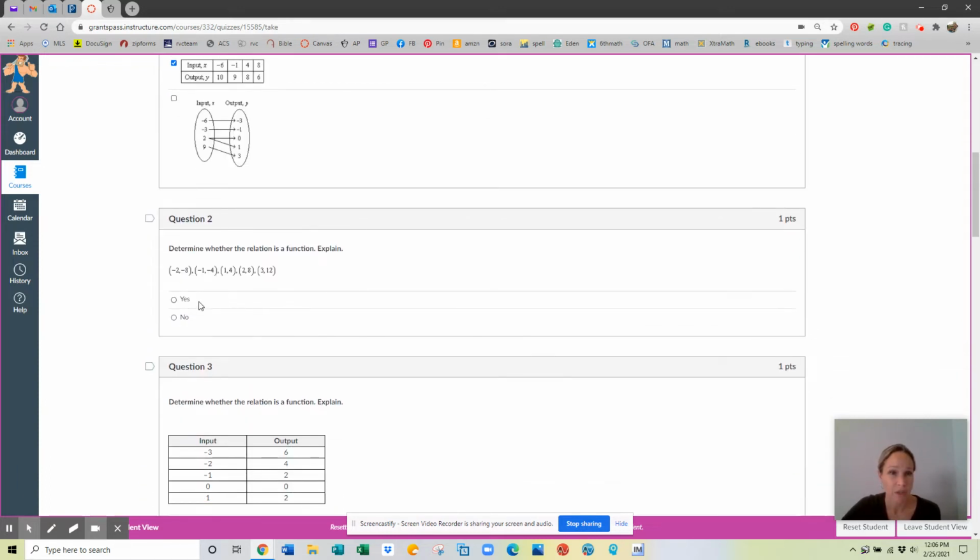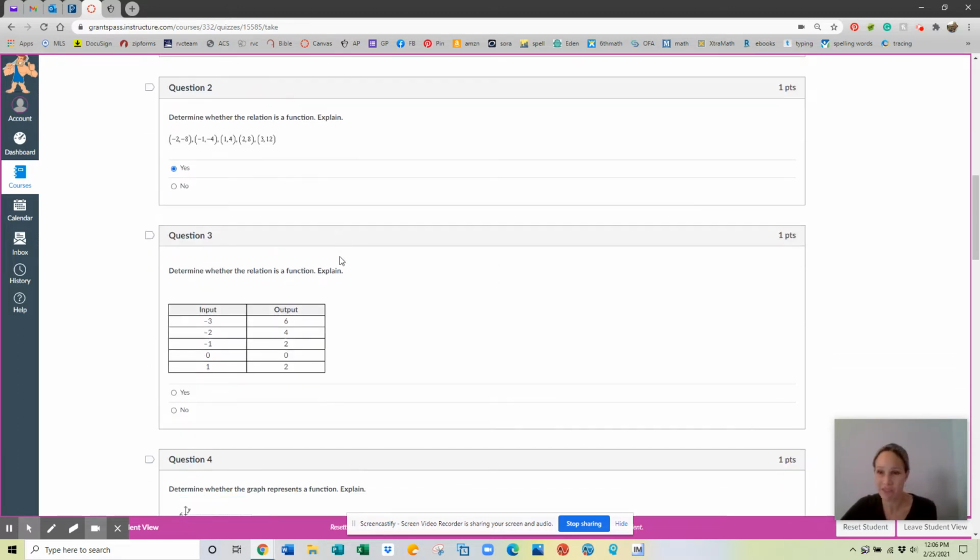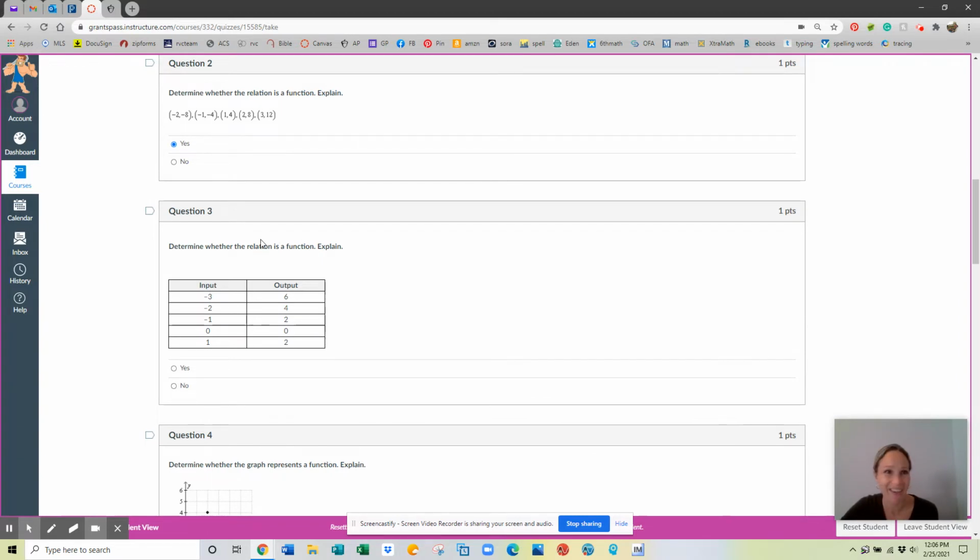Question number 2, we're going to determine the same thing. Let's look at the inputs together: -2, -1, +1, +2, +3. Since those are all different, yes, it's a function. And even those are different signs, so all the outputs are different too. So that one, they're not even trying to trick you.